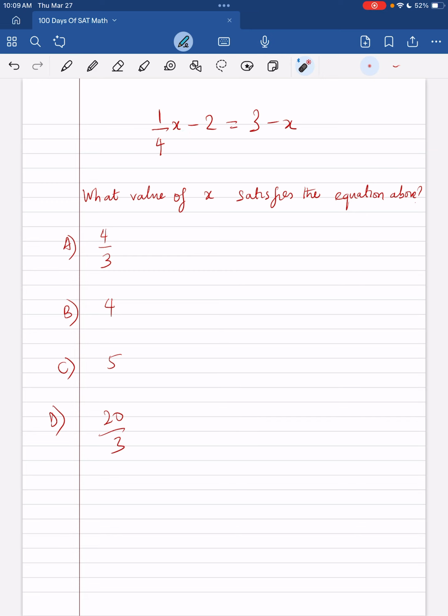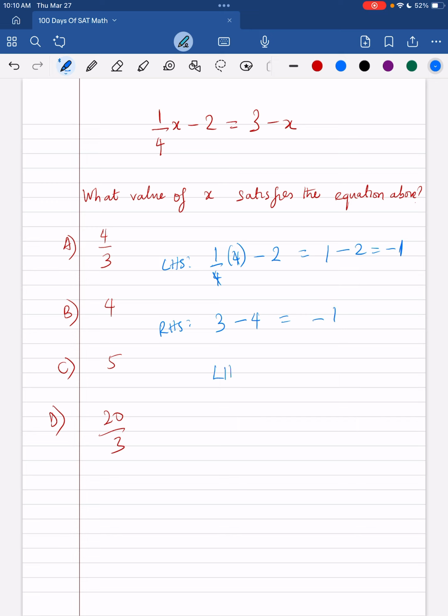So let's try, for example, option B, 4. If I put 4 here, what happens? 1 over 4 times 4 minus 2, what is that equal to? This is 1 minus 2, which is equal to -1. So this is the left hand side. Now the right hand side, 3 minus 4 is also what? -1.